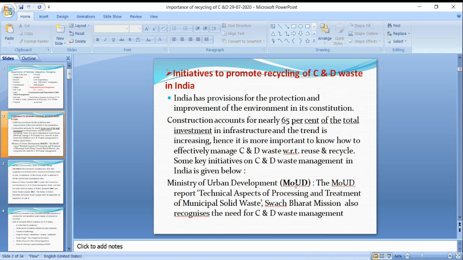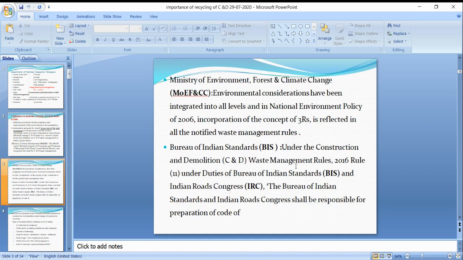We know already about the Swachh Bharat, which Modi had launched, and now it is being implemented more. Swachh Bharat Mission is nothing but finding out the waste and how to reuse or recycle that waste, which we are going to see.